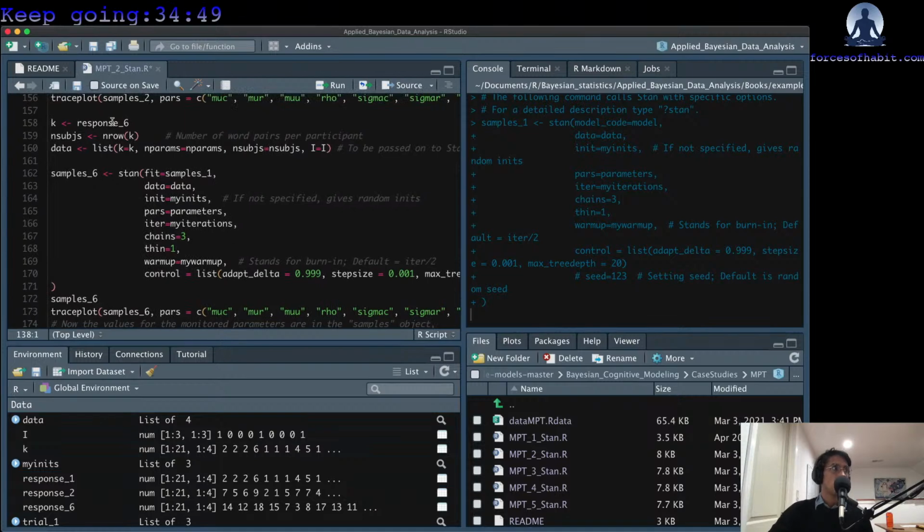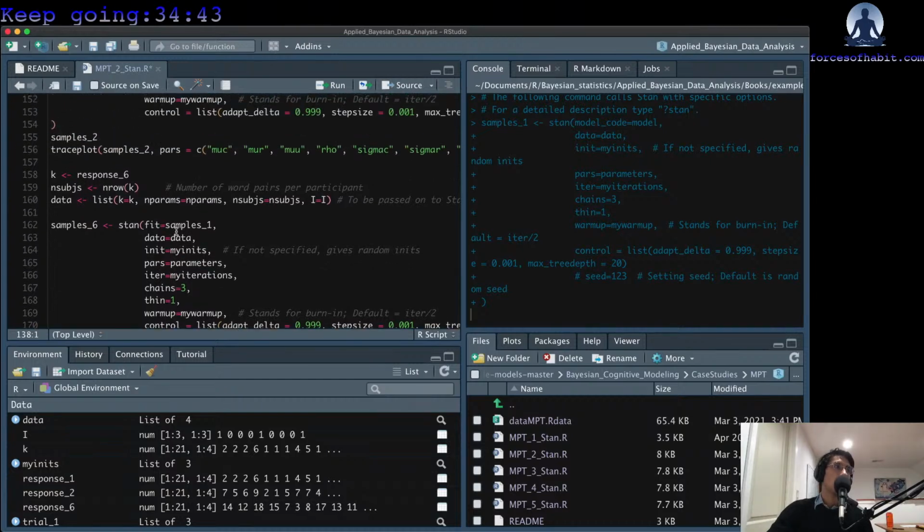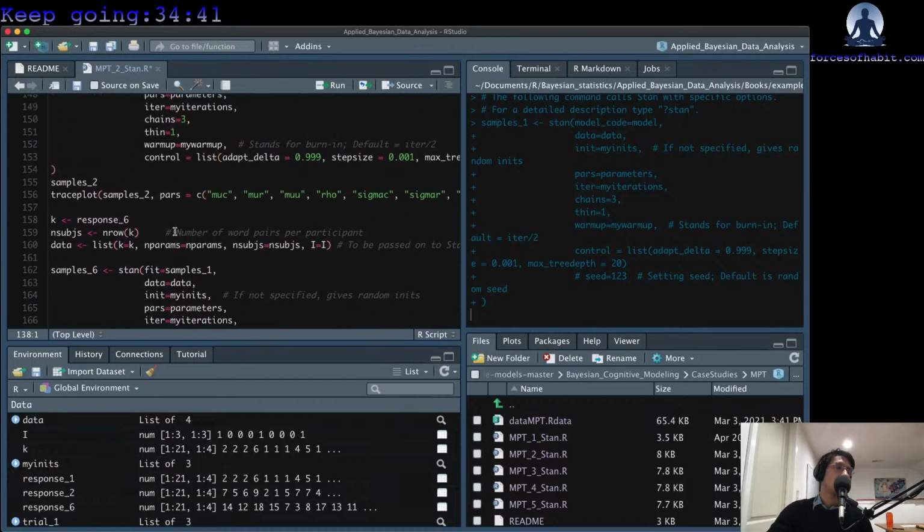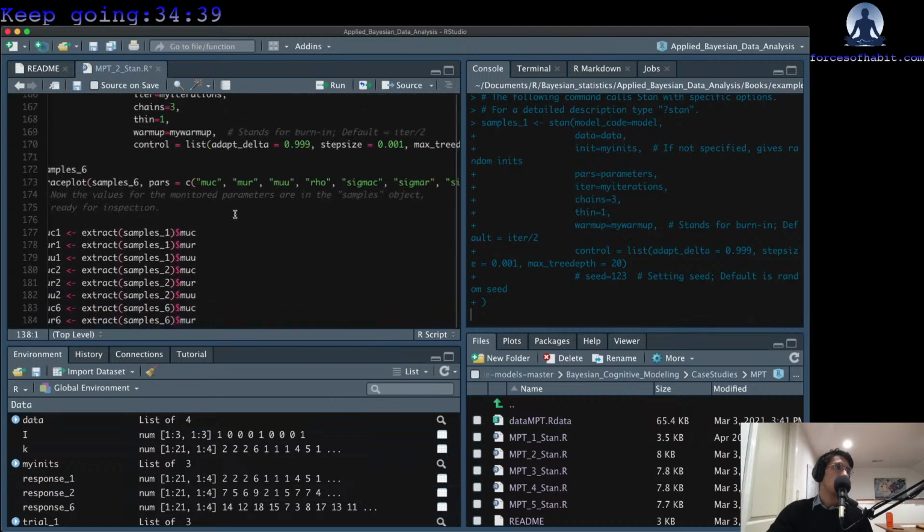So still we're running models for each of the responses, but now we're capturing individual variability across the parameters within each of the response trials.